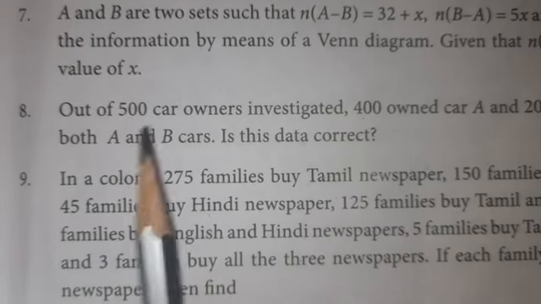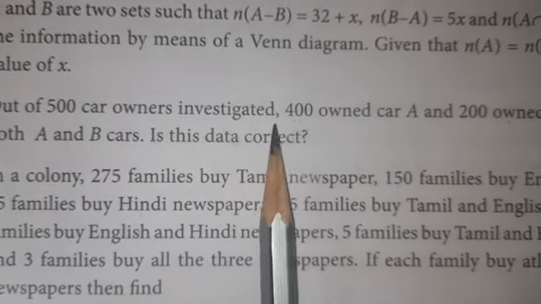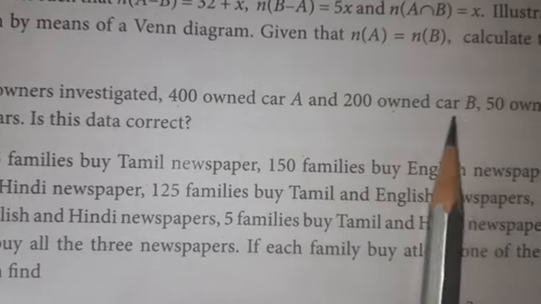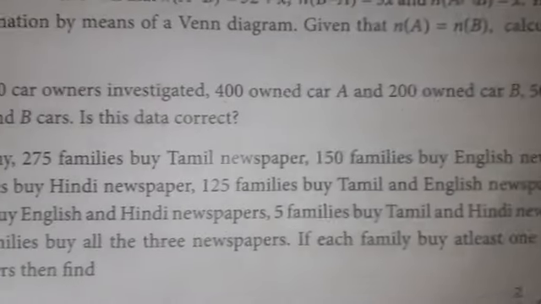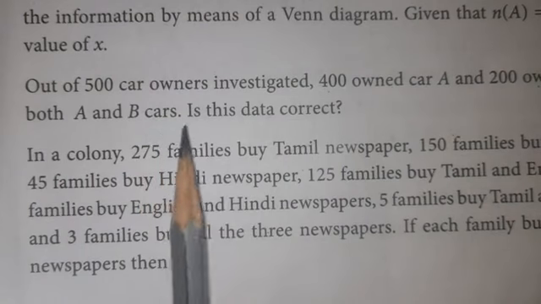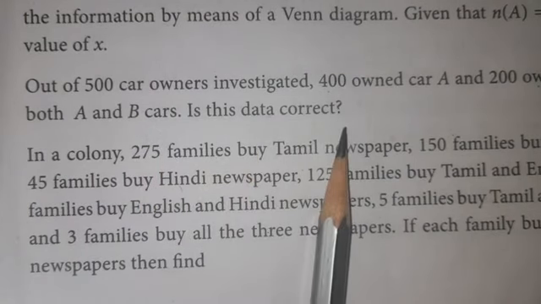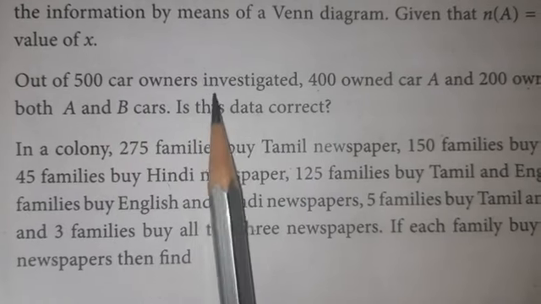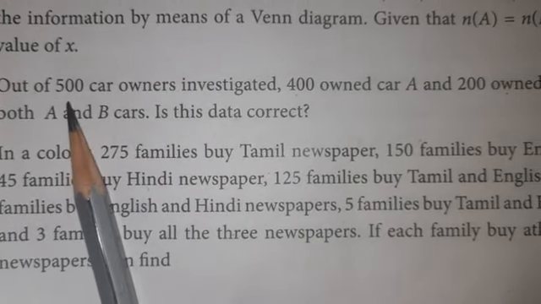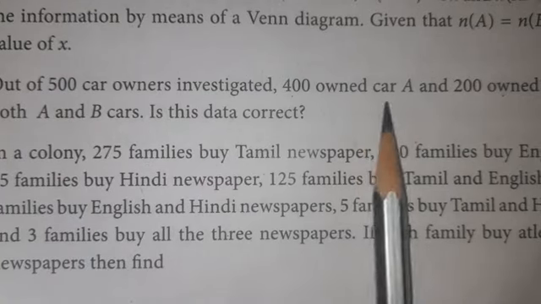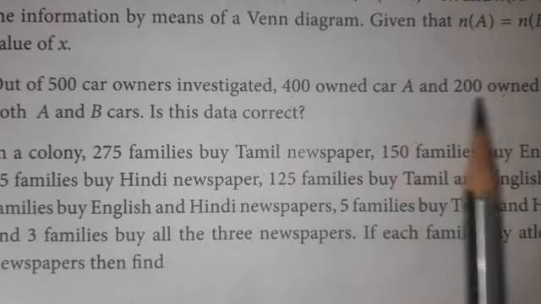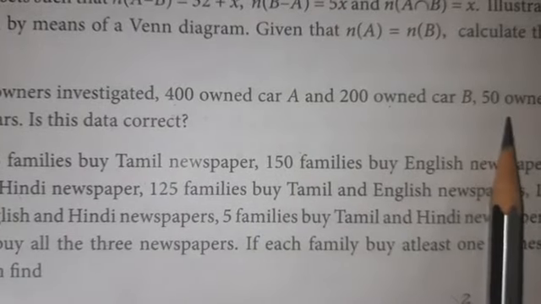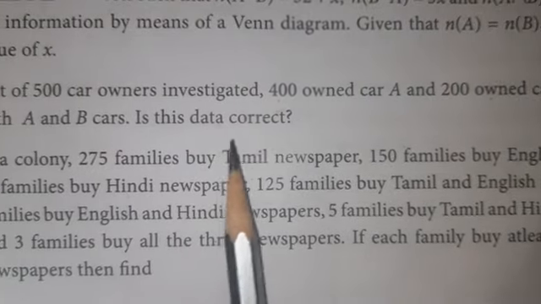Eighth question: out of 500 car owners investigated, 400 owned car A and 200 owned car B. 50 owned both A and B cars. Is this data correct? In this question the total number of car owners investigated is 500. Owners of car A are 400. Car B is 200. For both they gave us 50. The question is asking, is this data correct?